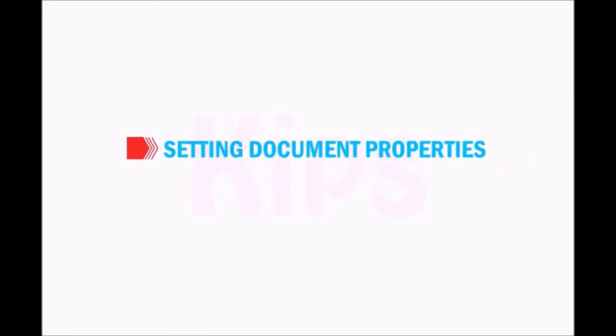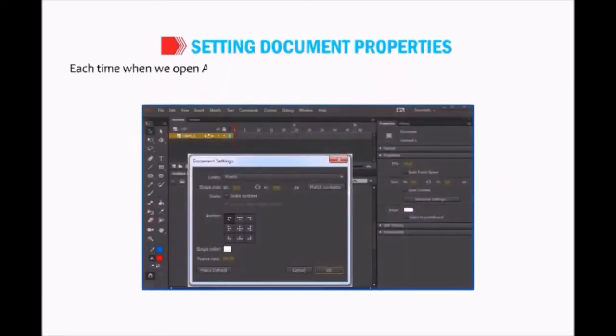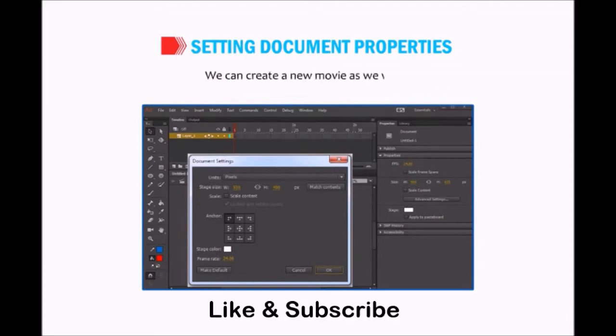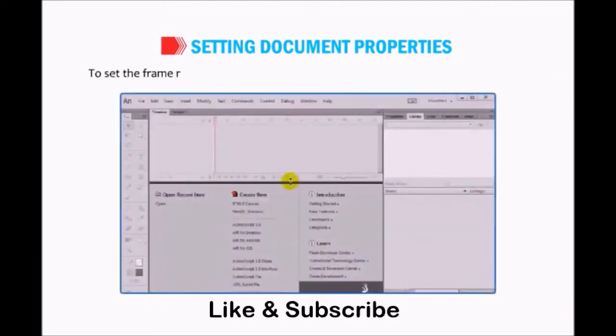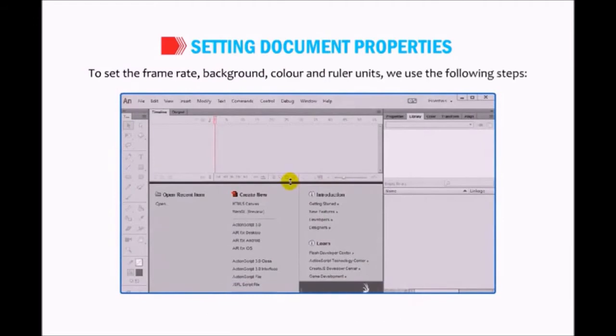Students, let us understand how to set document properties. Each time when we open Animate, the application opens a new file with the default settings for the movie properties. We can create a new movie as we want. To set the frame rate, background color and ruler units, we use the following steps.